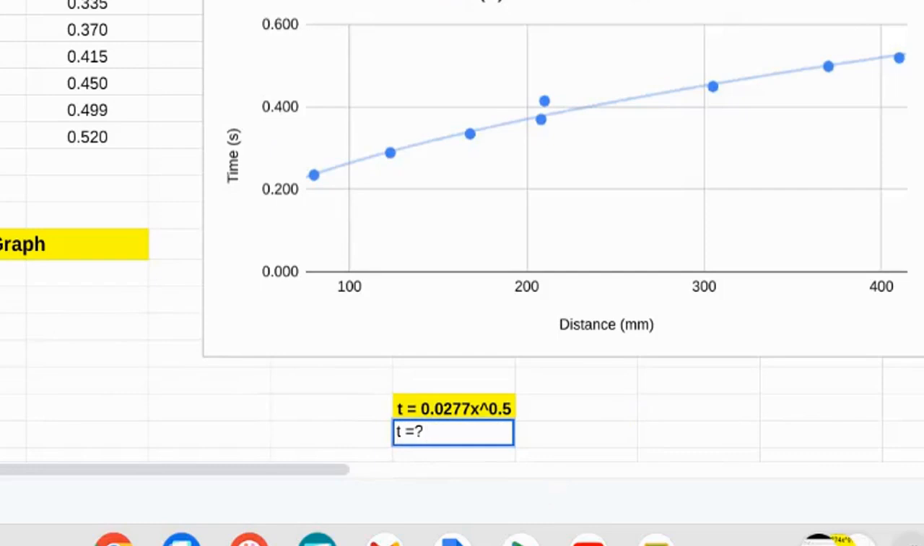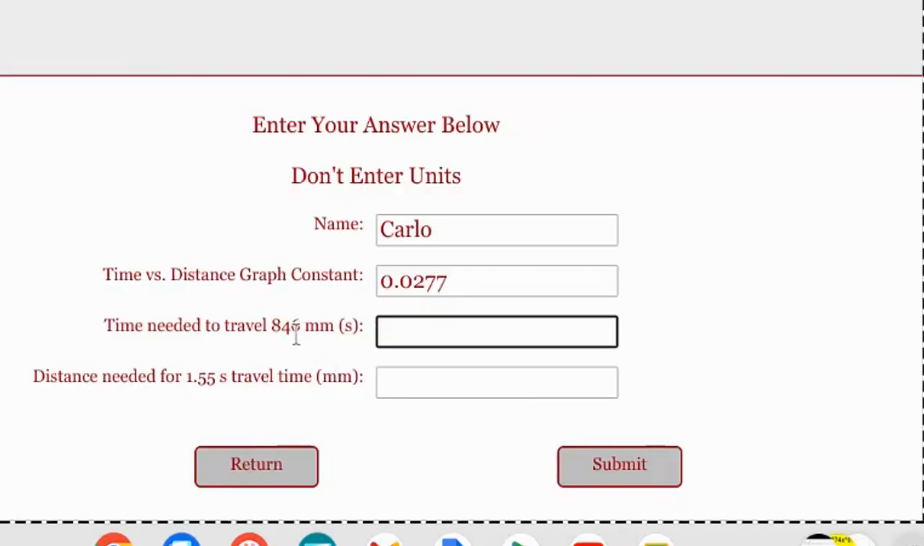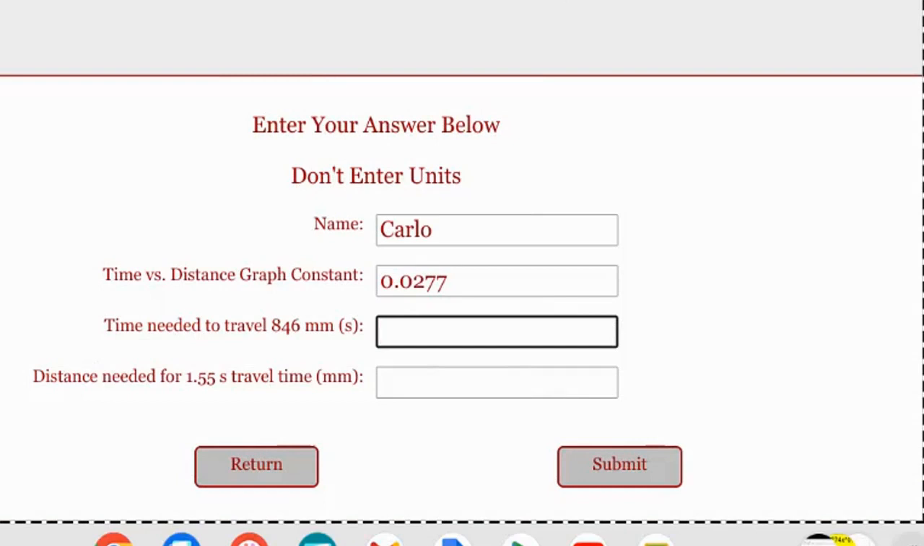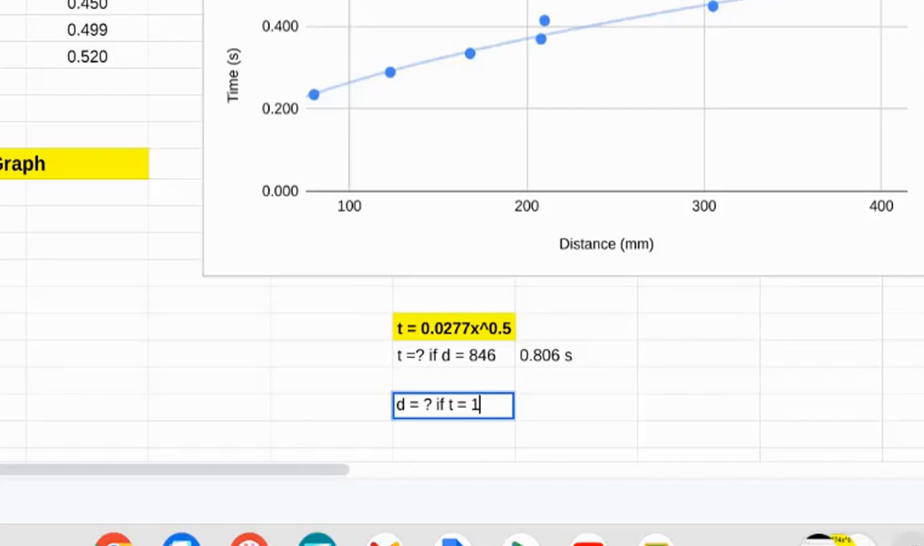So let me see. It goes back to that screen. I'll kind of tell you. So the second calculation is going to be the distance needed to travel for 1.55 seconds. So I'm using my equation to solve this. I have to solve for D, rearrange the equation for D to solve for this part.